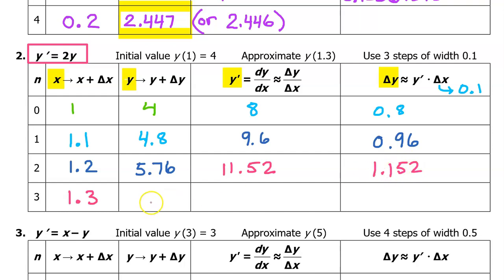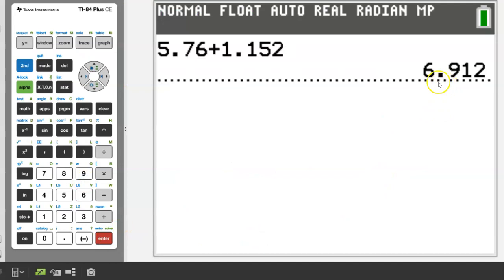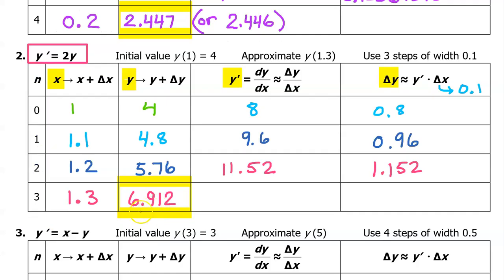So we can get the next y value, which is the final answer, by adding delta y to the previous y value. So we just need to add 5.76 plus 1.152. Kabam! 6.912. This is the final answer. This is the approximate value of y when x is 1.3.